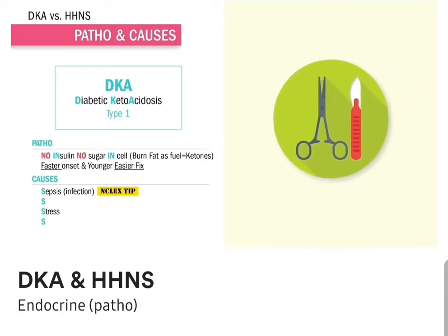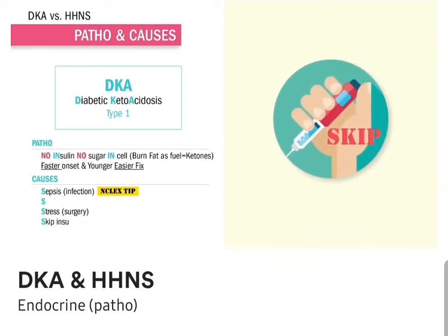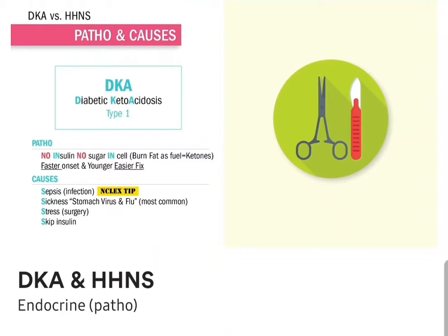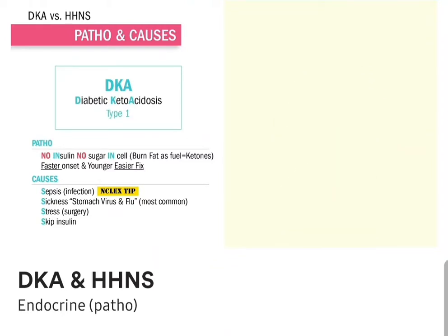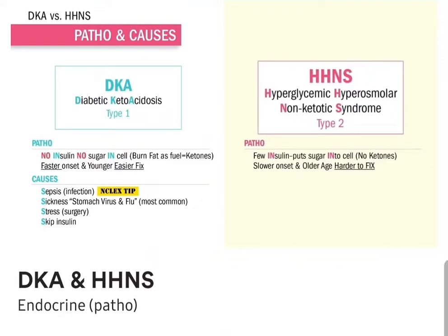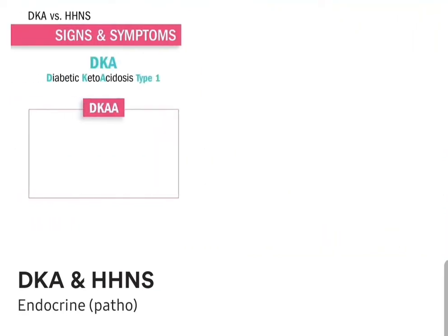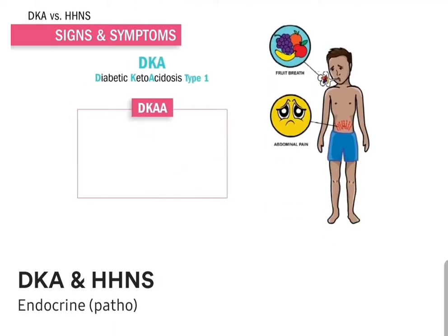Second S is for stress like surgeries or even skipping insulin. Guys, kids in type 1 will get the flu or an infection and then boom, end up in DKA. Or they'll go to surgery without increasing their insulin dose and then bam, DKA. And similarly, on the other side, older patients in HHNS commonly caused by illness and infections. So what are the main differences in the signs and symptoms? Well, for DKA, this is super hard, right? Just remember the acronym DKA.